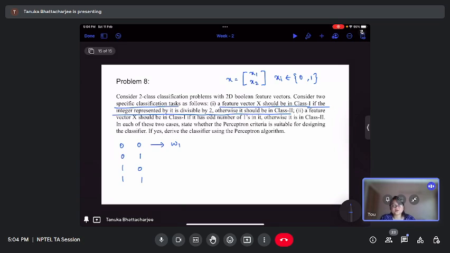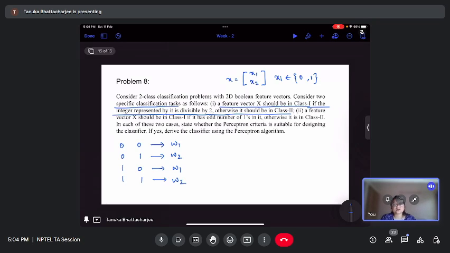Next one is 0, 1, which indicates the integer 1, which is not divisible by 2. So it should belong to class 2, that is omega 2. Next is 2, again this will be from class omega 1, and this is 3, which is also not divisible, so it will be from class omega 2.